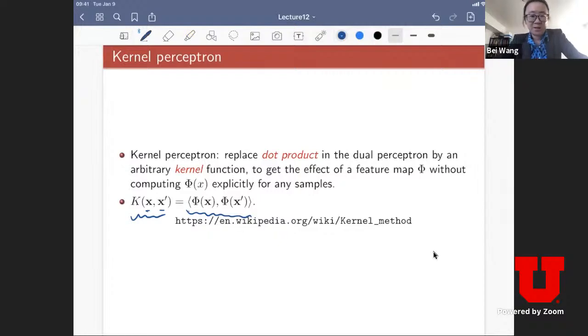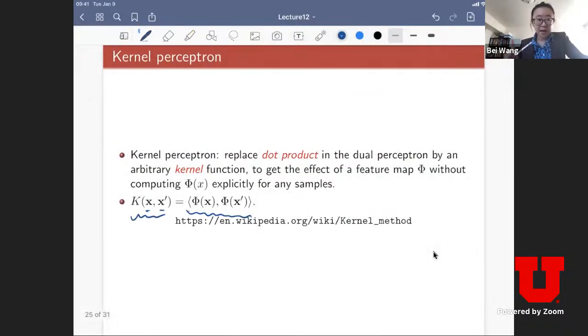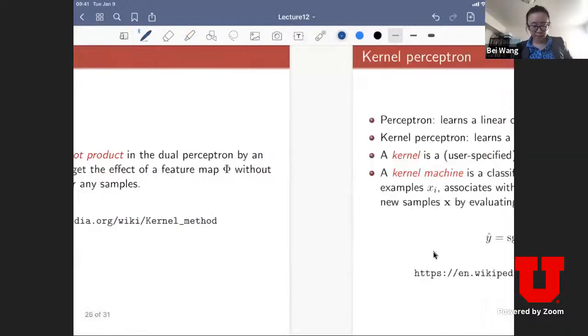Yeah. Okay, so when you replace this piece right here, this dot product right here, by any arbitrary kernel function, then you can get the effect of a feature map without computing this map explicitly. Let's make it clear very soon.